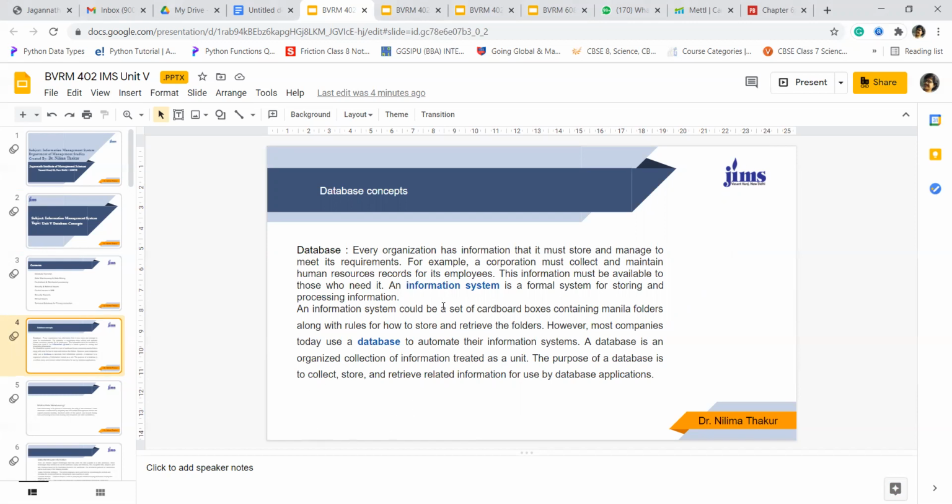An information system could be a set of cardboard boxes containing manila folders along with rules for how to store and retrieve the folders. However, most companies today use a database to automate their information systems. A database is an organized collection of information treated as a unit. The purpose of a database is to collect, store, and retrieve related information for use by database applications.